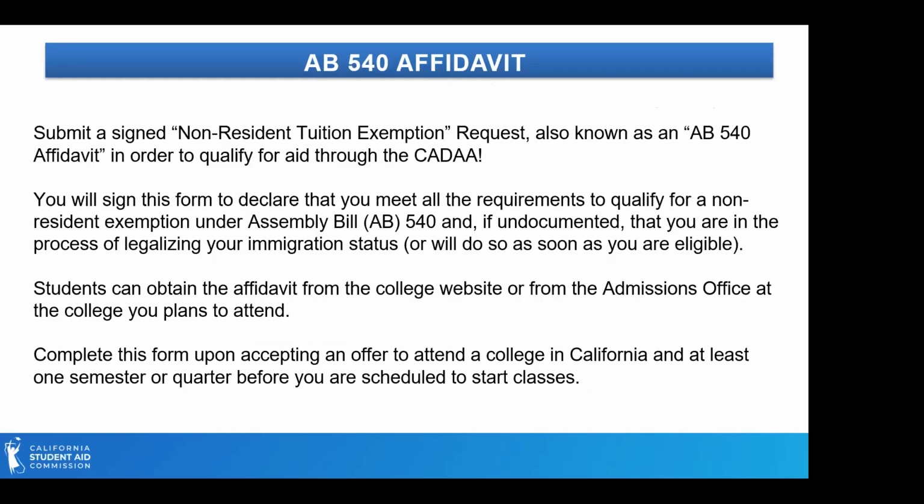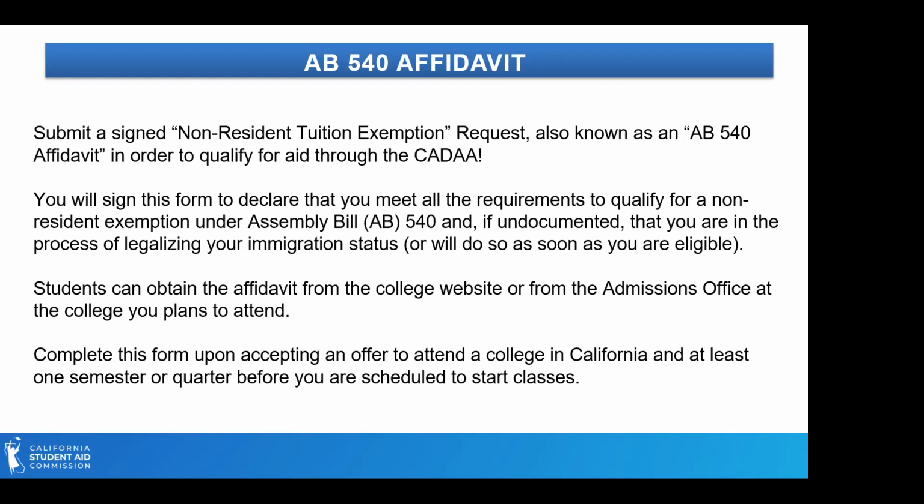So we had talked about some of the different requirements of AB 540. Not only meeting those 3 years of education and receiving a high school diploma from a California high school, but the last one is to make sure that students submit that AB 540 affidavit. Now, they just need to submit this affidavit to the college that they're planning on attending. So they do not need to do this as they're applying to 20 colleges. They do not need to submit this 20 different times.